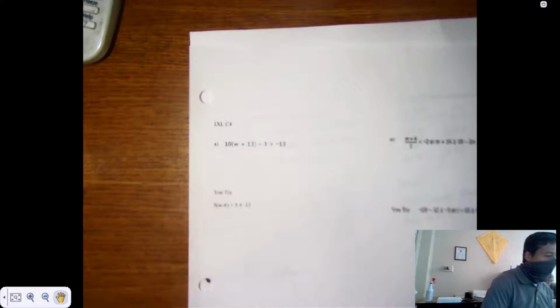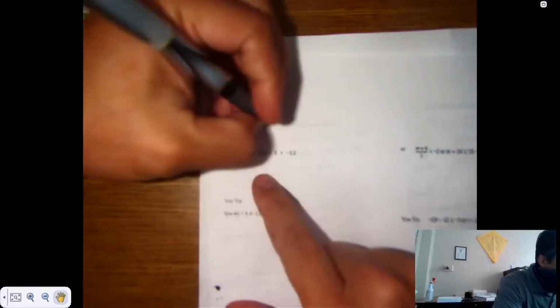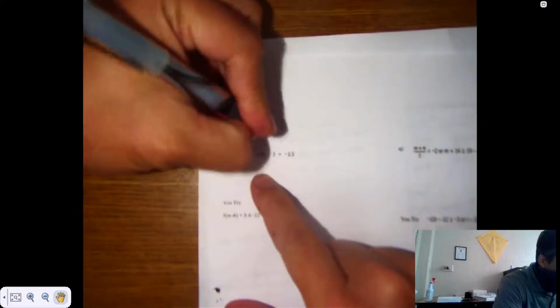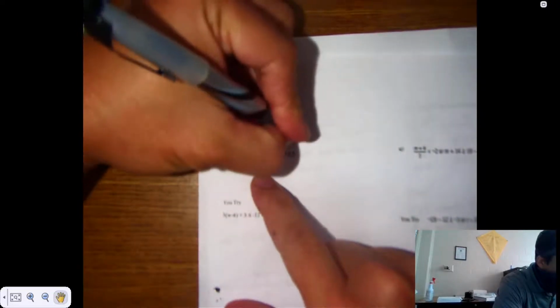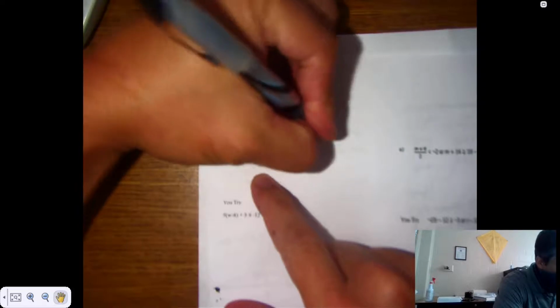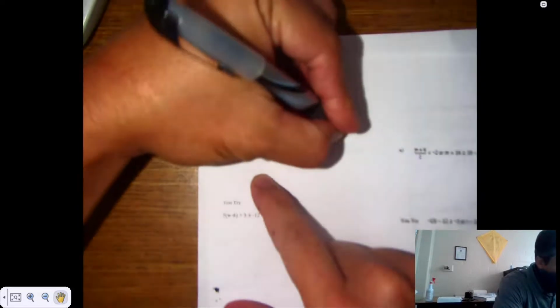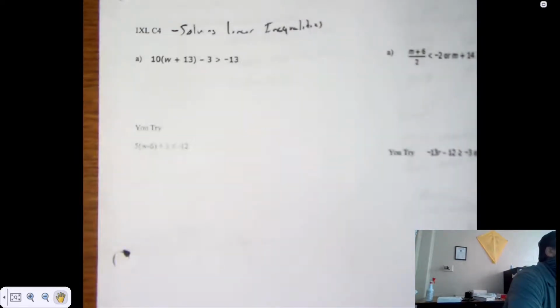Quickly address what's in IXL on C4. I think it's titled Solving Linear Inequalities. Pretty sure that's what it's titled. And we didn't do anything yesterday that even involved the distributive property. They were all pretty straightforward and simple.